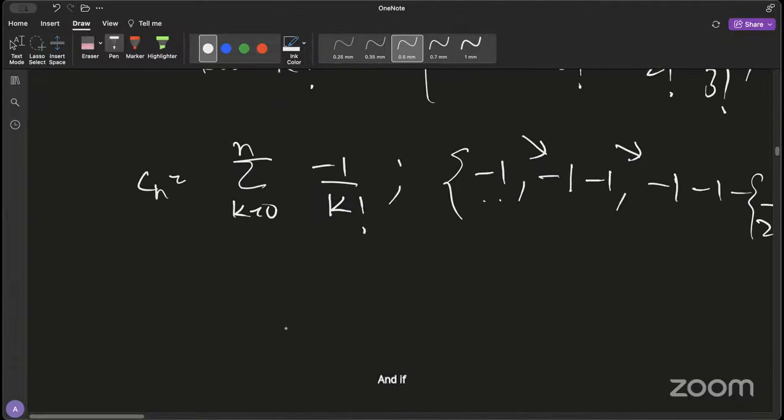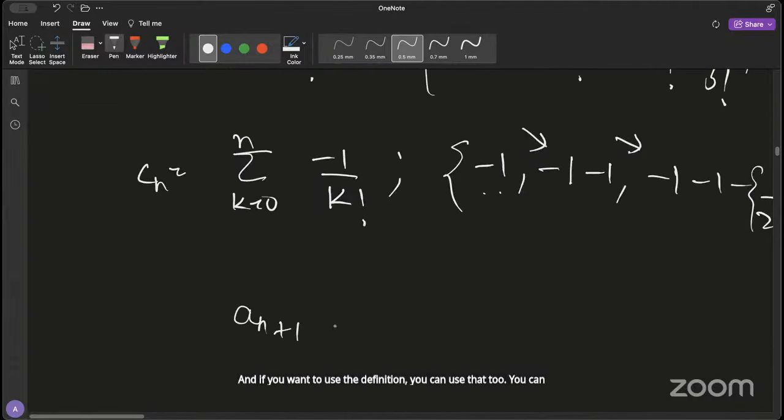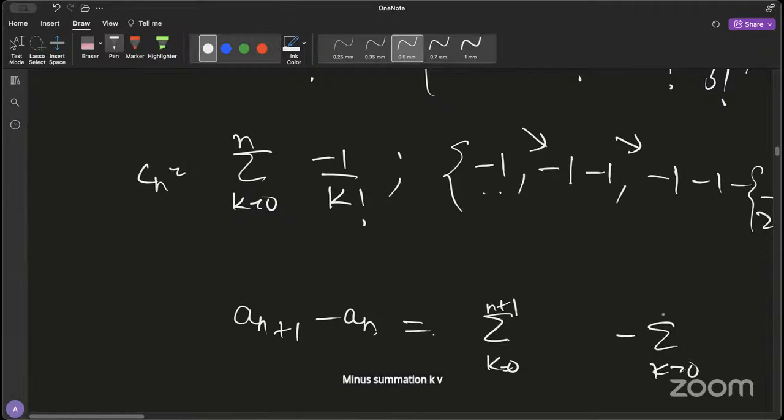And if you want to use the definition, you can use that too. You can do an plus 1 minus an and see whether it's greater than 0 or less than 0. So if you solve this, this will be summation k varying from 0 to n plus 1 minus summation k varying from 0 to n. Now these things are the same, right? 1 by k factorial here and 1 by k factorial here.